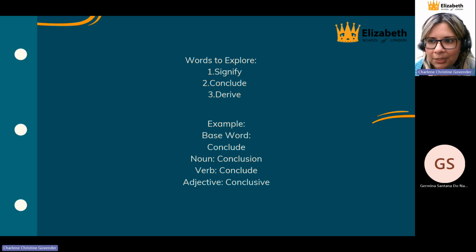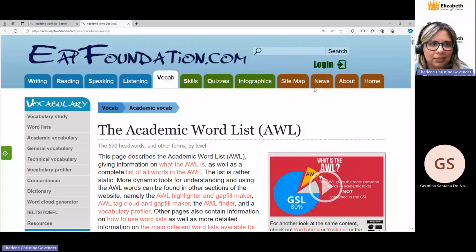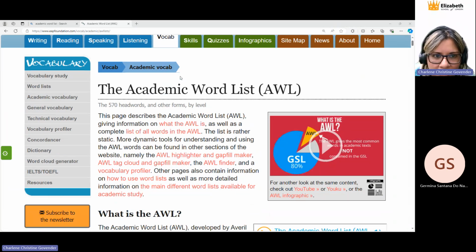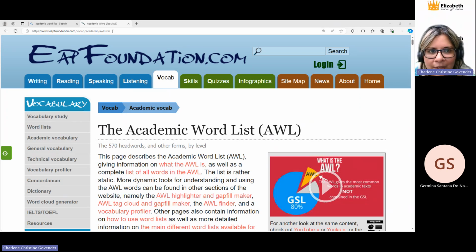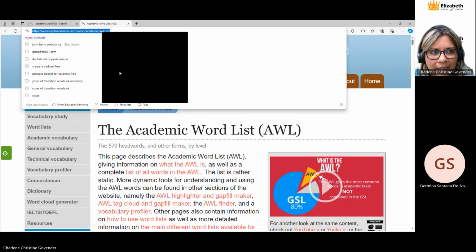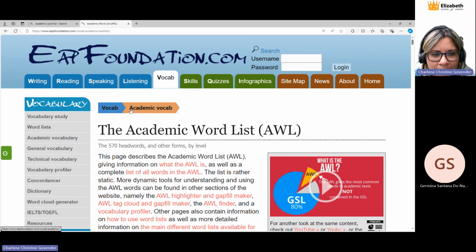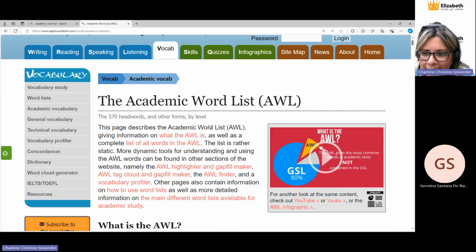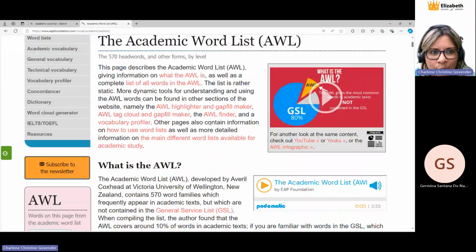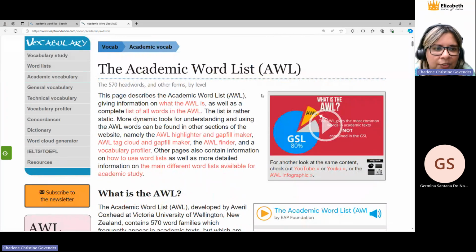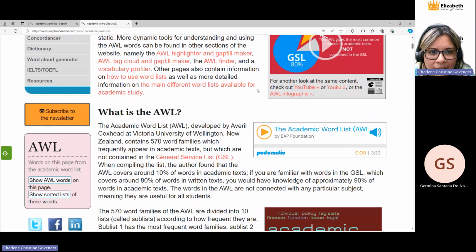Okay, I'm just going to share my screen right now and show you what the website looks like. So this is the English for Academic Purposes website. As you can see right at the top, it says the academic word list. I'll share the link with you, but you are more than welcome to type in the academic word list in Google and that will pop up. So this is what should pop up. It could be a little bit different on your phone, but your page should look like this.